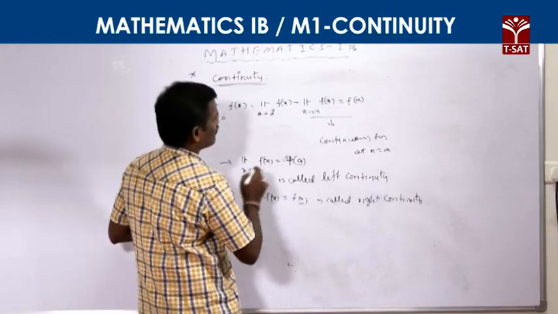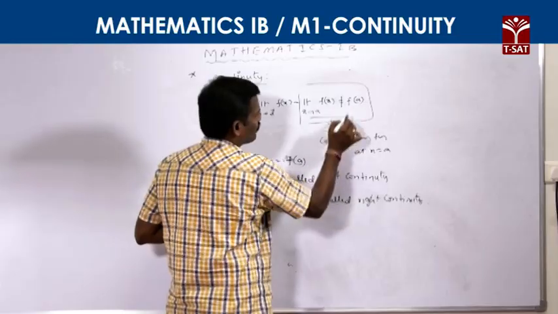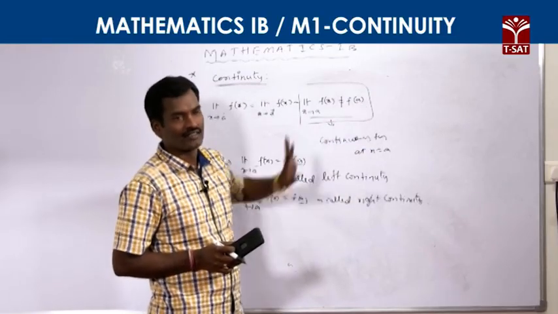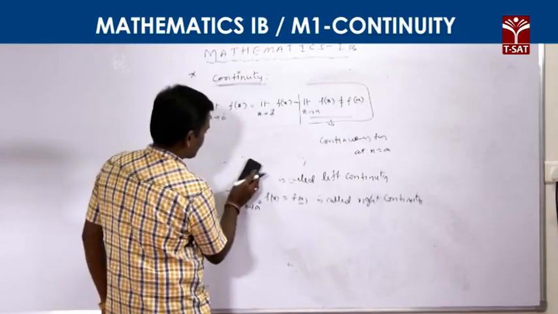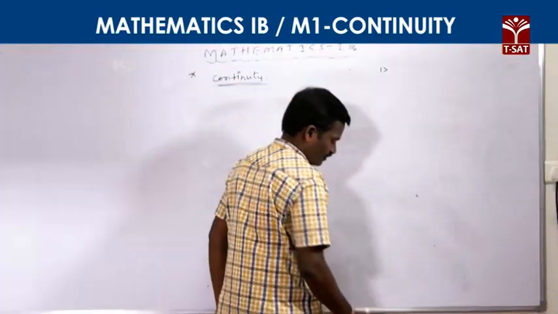So discontinuous is nothing but what? This part, limit x tends to a f of x not equal to f of a. So this case is nothing but discontinuity. So left continuity, discontinuity and right continuity. Based on this we will do some problems. First problem.